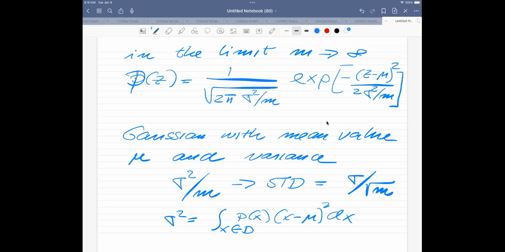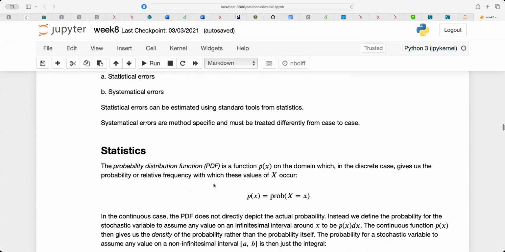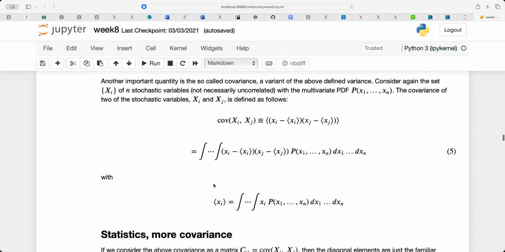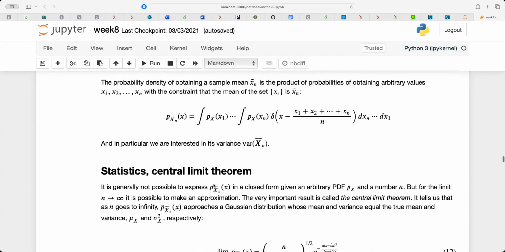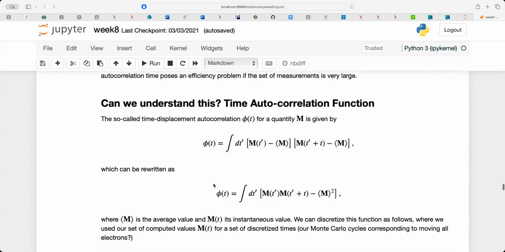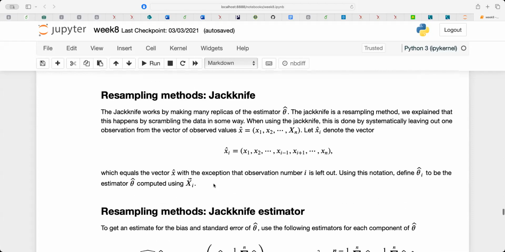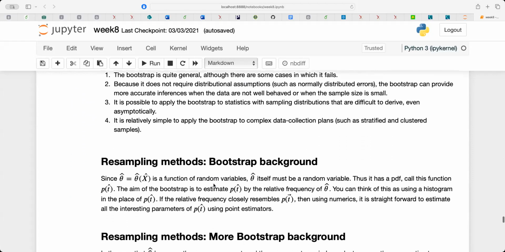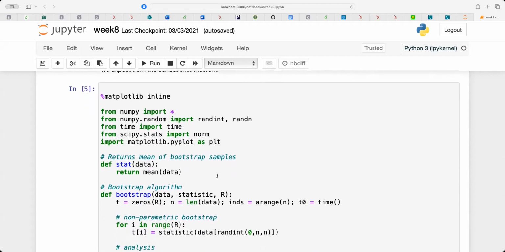So let's look at a numerical demonstration. I'm going to try to convince you that this is actually the case, what we did here. There is an example in the Jupyter notebook here. If you just scroll down a little bit, here's just a repetition of a lot of the statistics. But if you scroll down and look at the bootstrap method, there's a jackknife, which is another method. But here we have the bootstrap itself, which we discussed before the break.